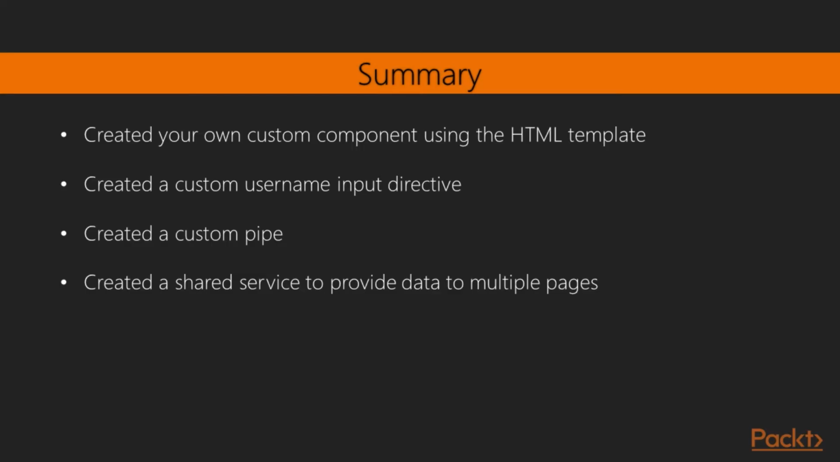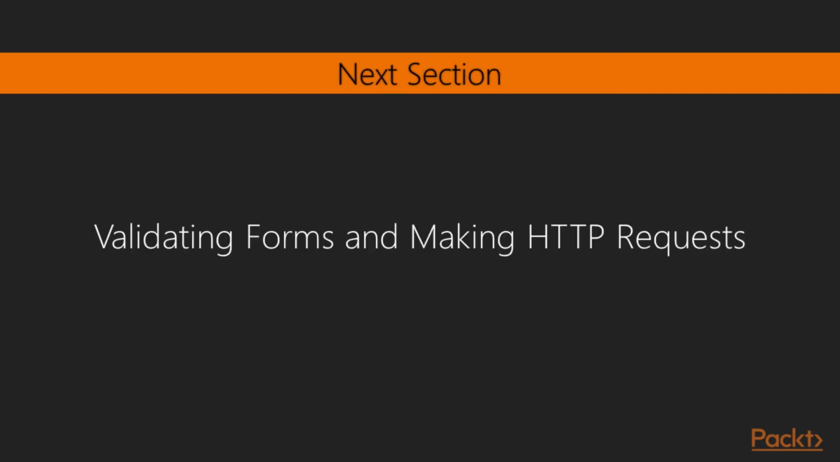This brings us to the end of this section. Let's summarize the key points that we learned. Starting with creating a customized pizza ordering component, we created a username input directive, then a pipe and a shared service to provide data to multiple pages. Great! In the next section, we'll learn more about validating forms and making HTTP requests.